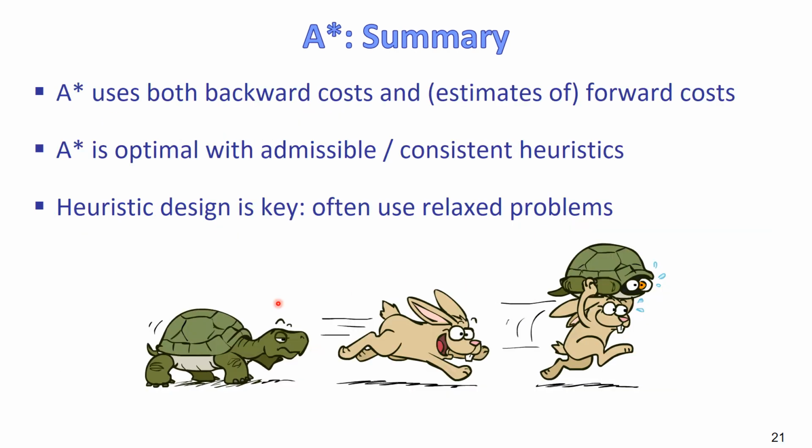And that's the summary. A star uses backward costs, which is like uniform cost search, and forward cost, which is like greedy search. So it's a mix of both. Optimal with admissibility for tree search, with consistency for graph search, and we always try to use relaxed problems to get the heuristic.